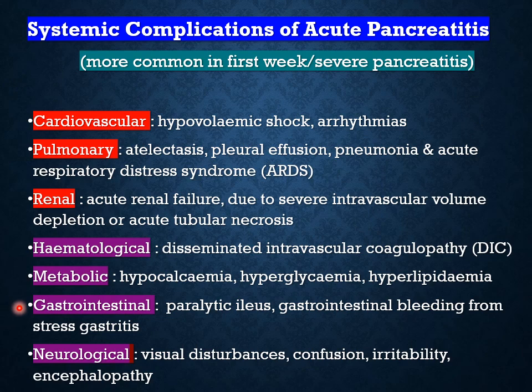Gastrointestinal complications include paralytic ileus, stress ulceration and bleeding, and there can be neurological and visual disturbances. The patient becomes confused, irritable, or even goes into encephalopathy and coma.